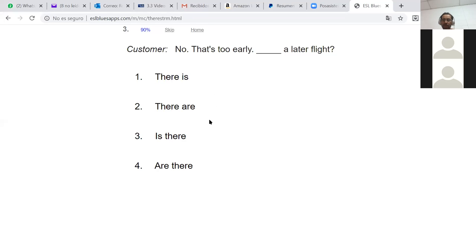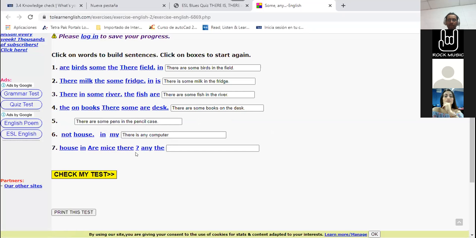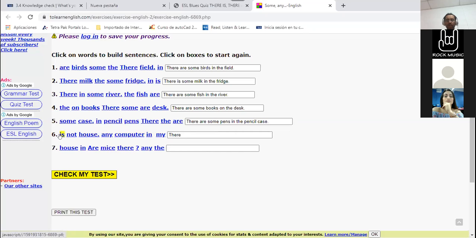There is. Is there a letter? I think it's there is. There is a letter. Is there any computer? There is not, there isn't. There is not any computer in my house. Yes.